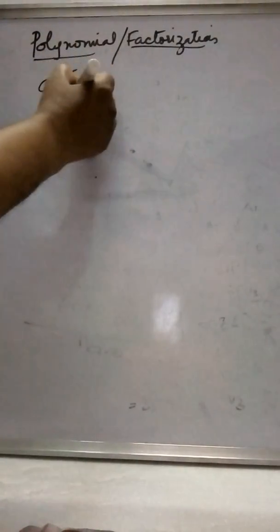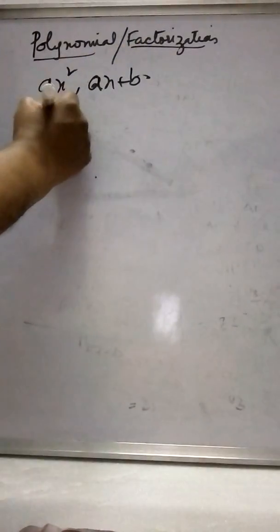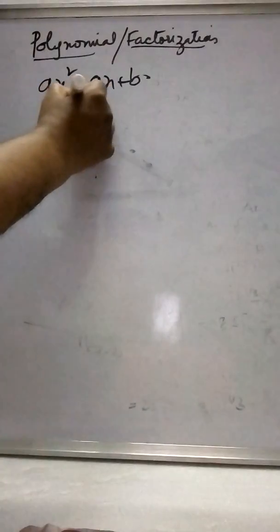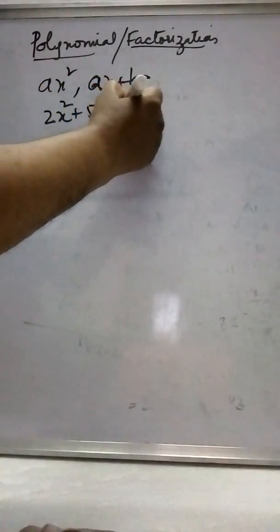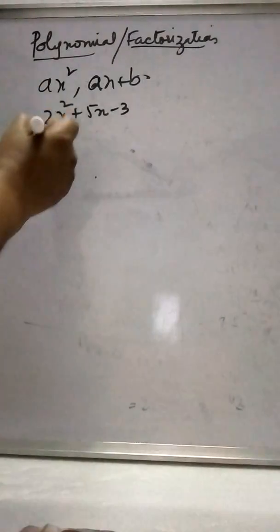Any algebraic expression, I can say ax square or 2ax plus by or 2x plus 2x square plus 5x minus 3. These are all called polynomials until and unless the power is positive integers, and that's all. Positive integers, power should be of positive integers, then only we can call it a polynomial.